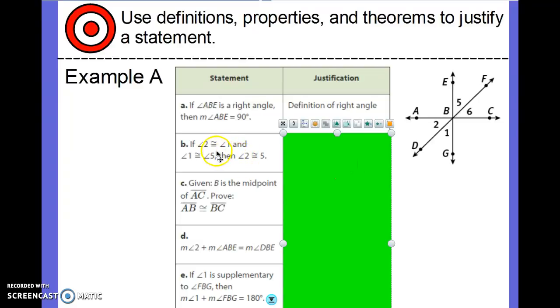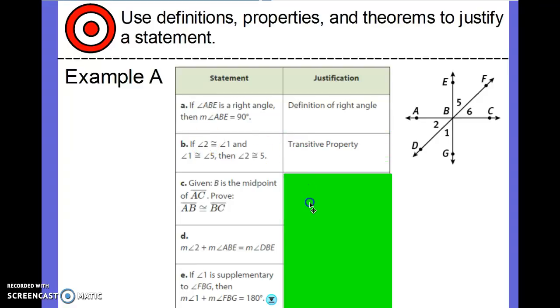It says if angle 2 is congruent to angle 1 and angle 1 is congruent to angle 5, then angle 2 is congruent to angle 5. So think through this one real quick, okay? So basically angle 2 and angle 1 are congruent, angle 5 and angle 1 are congruent. Congruent means the same, okay? So if they're both congruent to the same angle, they would have to be congruent to each other, right? And that's a little something that we call the transitive property.